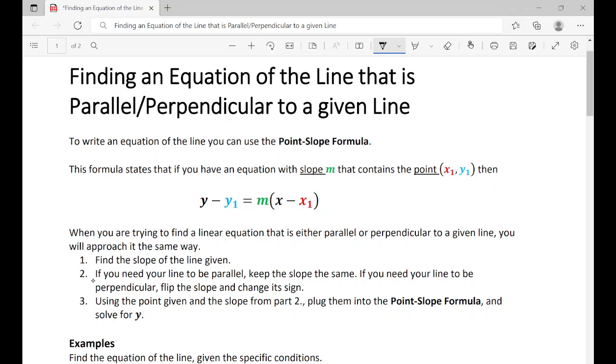And then second, if you're looking for a line that's parallel, keep the slope of the line that you just found. If you need your line to be perpendicular, you want to take the slope that you have, flip it, and change the sign. Finally, using the point you're given and the slope from part 2, plug them into the point-slope formula and solve for y.